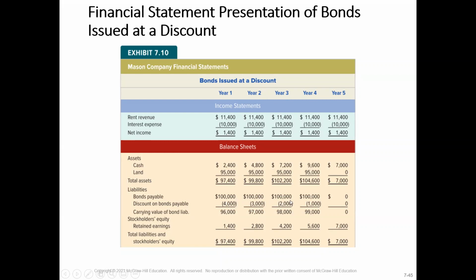our bonds payable is always going to show $100,000. The discount will be reflected in the discount on bonds payable, which is presented alongside that bonds payable account. And as time goes by and the interest payments are made and the discount is reduced, our discount account shrinks. So by the end of year 5, we have a zero balance. And we're just paying the principal off.